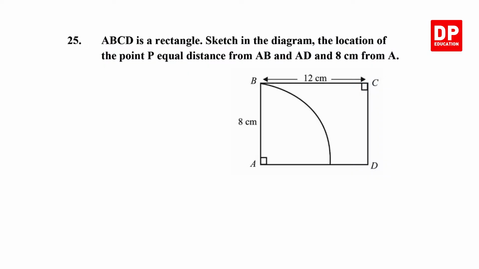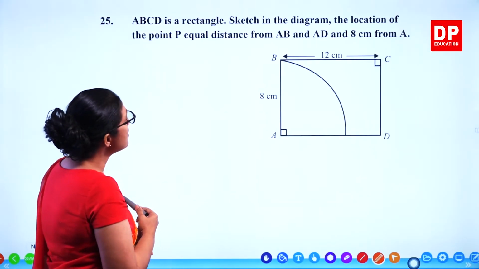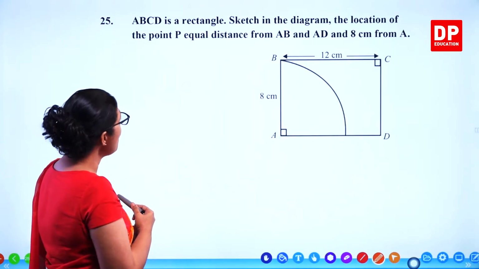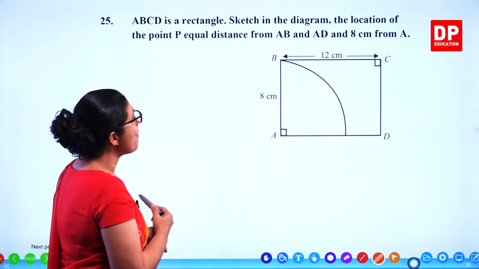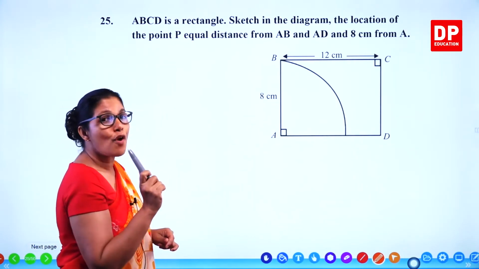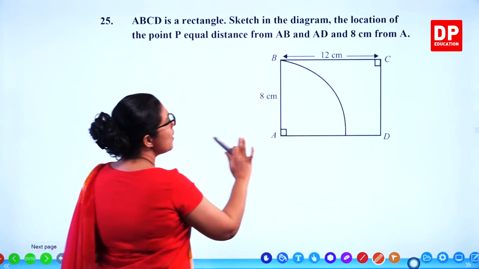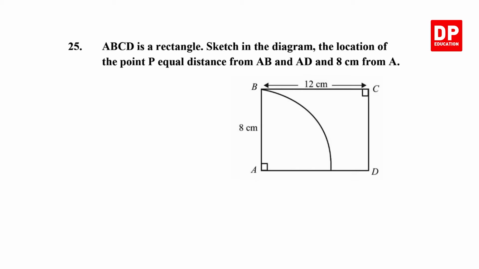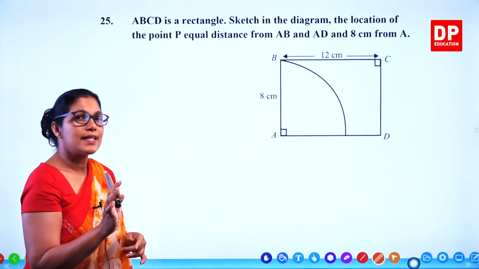Question number 25. ABCD is a rectangle. Sketch in the diagram the location of the point P, equal distance from AB and AD, and 8 centimeters from A. So equal distance. What do you know about loci points? You need to know 4 things.